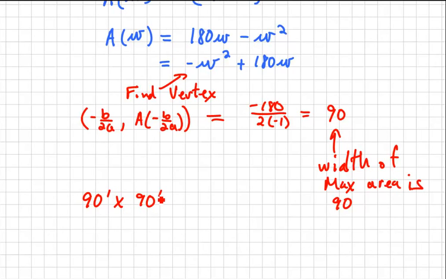So this answers our question. This is the dimensions that you get, 90 by 90. So basically it's a square. You'll get your maximum area if you set up that rectangular area as a square. And if they ask for it, the maximum area for this would be, you just multiply those two together and you get 8,100 square feet. That's the maximum area that you can enclose.